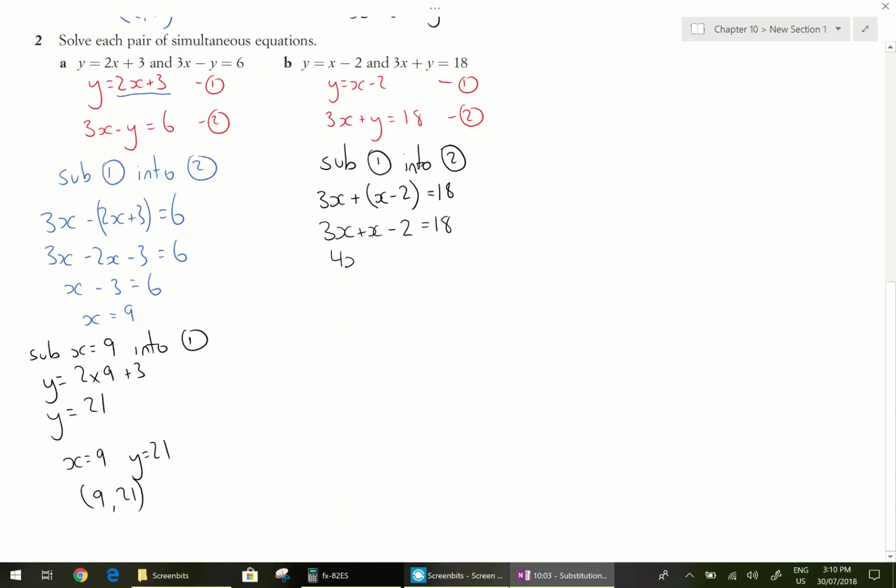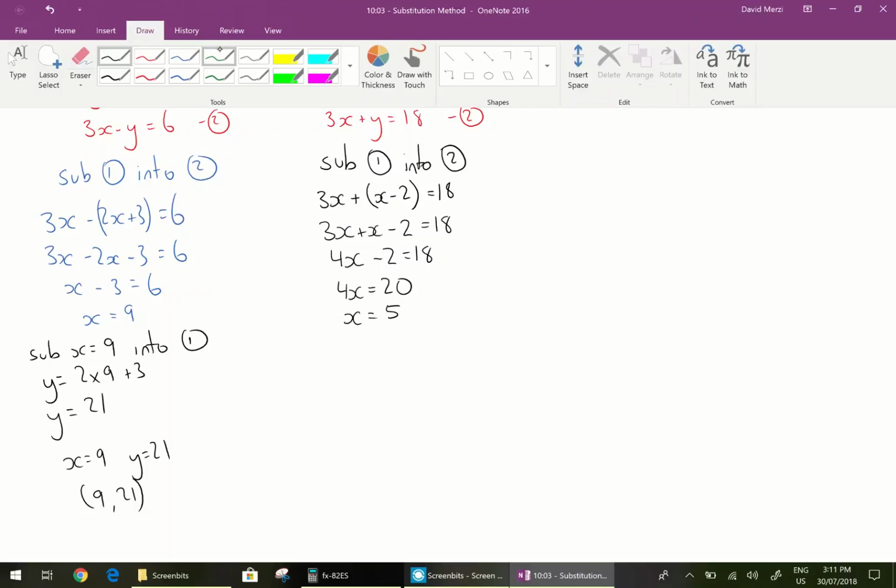So 3x plus x minus 2 equals 18. 3x plus x is 4x. Minus 2 equals 18. I'm going to take this negative 2 to the other side. And when I take it over, I'm going to plus it. So 4x is going to equal 20, because I took the negative 2 and plussed it. And then I'm going to take the 4 to the other side and divide. So x, 20 divided by 4, that's 5.